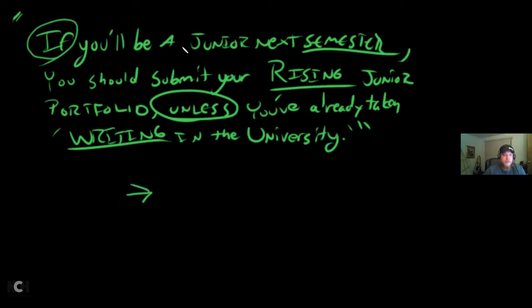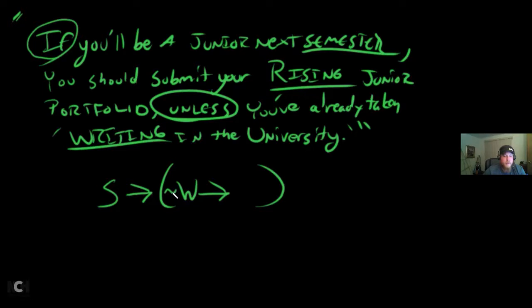So what follows "if"? You'll be a junior next semester. Okay, so if you'll be a junior next semester, then what? You should submit your rising junior portfolio unless you've already taken writing in the university. Now that "unless" means there is another arrow, and that means this stuff is going to be together. Unless what? Whatever follows "unless" goes on the left side of an arrow with a not in front of it. So unless you've already taken writing in the university, taking writing in the university would be W, and then squiggle that.